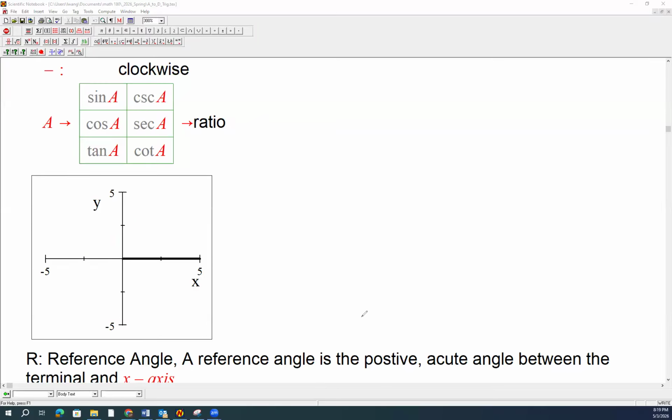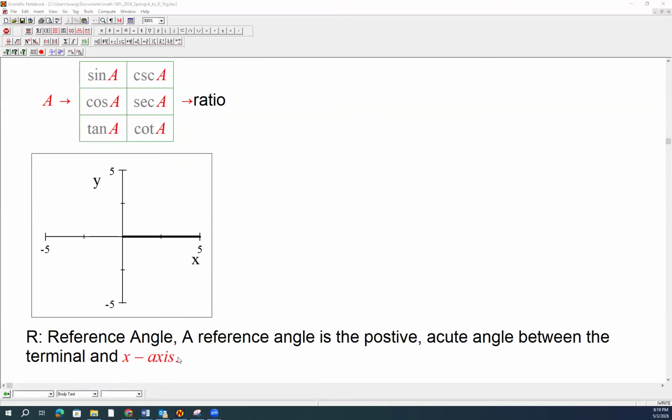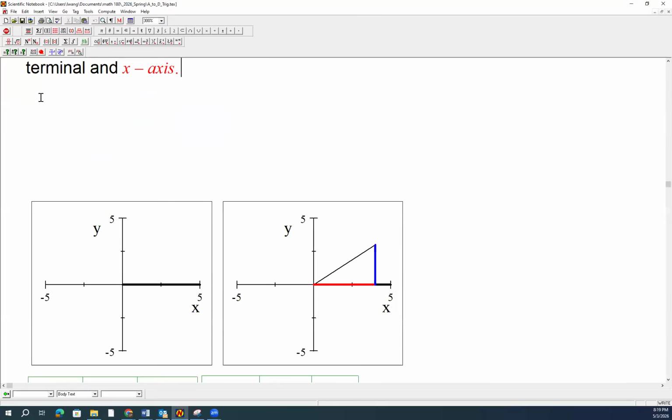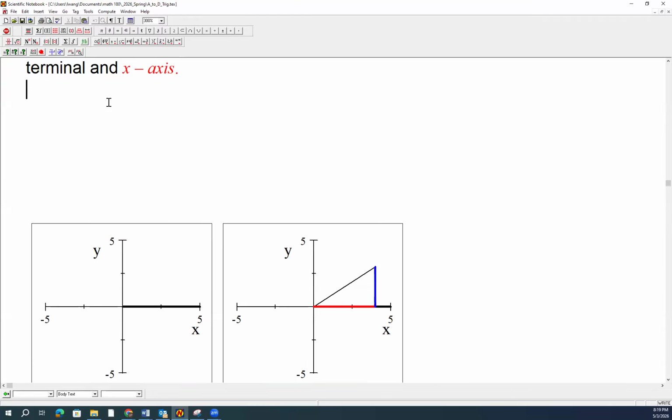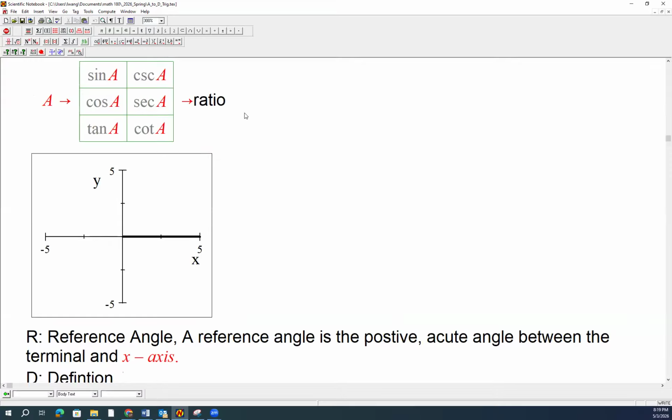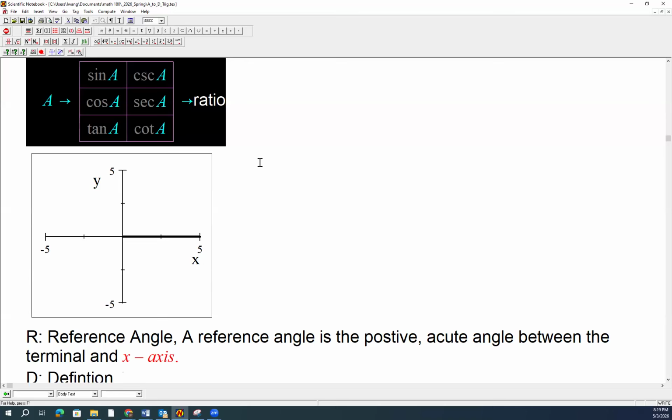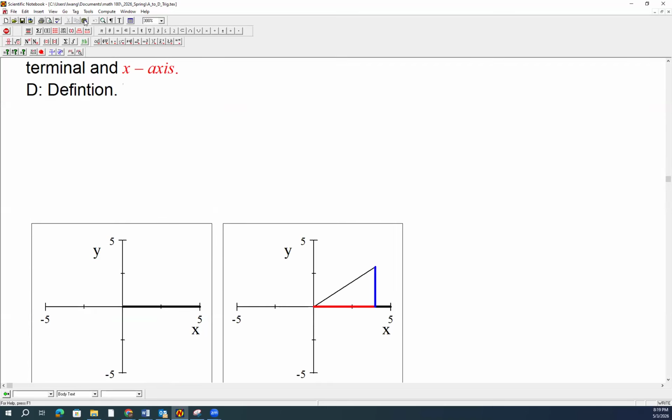Then we get to D. Okay, so we got A, and we got R, and now we get D. D stands for definition. So D is the first letter of definition. Definition of all 6 functions. So now we're going to take this and define what those ratios are.